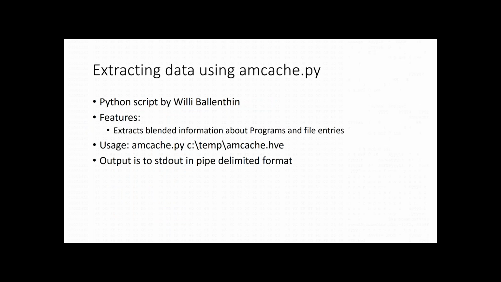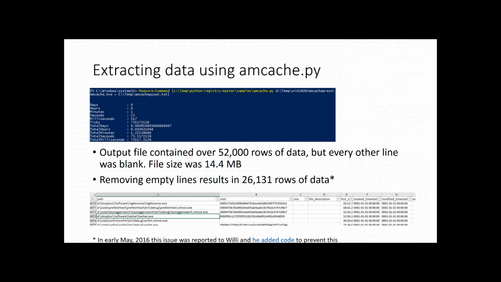So amcache.py is a tool. There's a lot of tools by Willie to process registry hives and registry keys. This is a Python script, and basically it will extract all of the entries out of the program's keys and file entries keys and blend them together, and the default is to output to the screen. You can see the usage there. It's very simple to use, and you will get pipe delimited format coming out to standard out. If we redirect it, you can redirect it to a file.